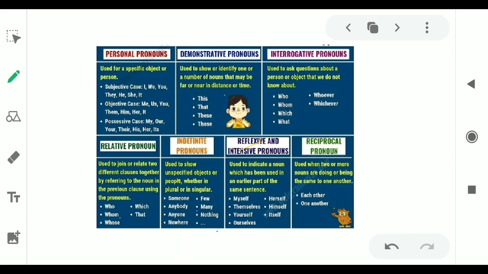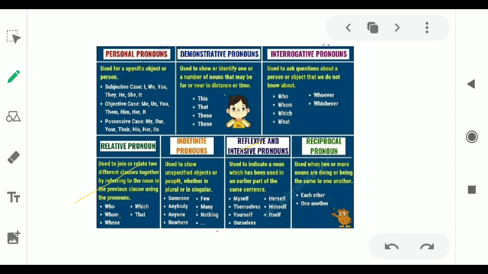Now interrogative pronoun. When a pronoun is used to ask a question, it is known as an interrogative pronoun. So when a pronoun is used to ask a question about a person or an object that we do not know about, it is known as an interrogative pronoun. Who, whom, which, that, what, whoever, whichever, etc. These are known as interrogative pronouns.